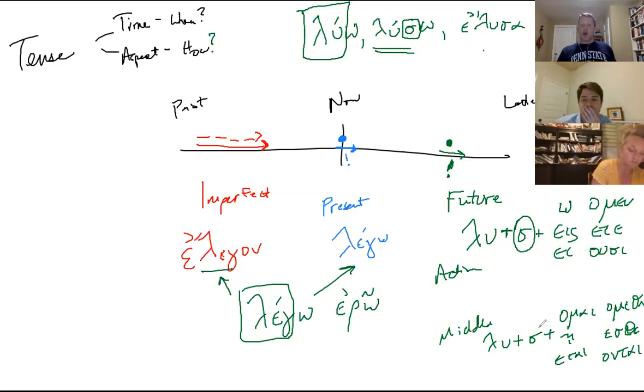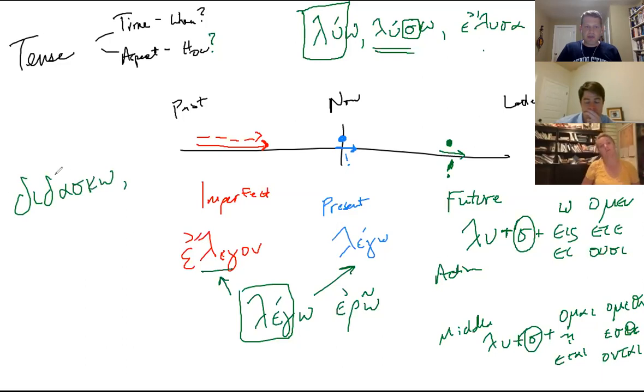The only thing that changed is we added this sigma in, and you can kind of see that if you look at your vocab. Didaxo would be a good example of this. As you said, it was didasko, and then the second principal part was didaxo.